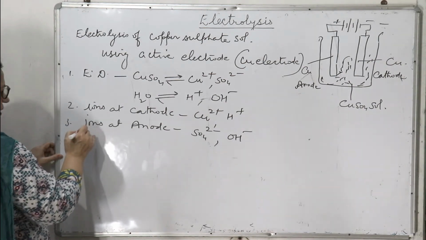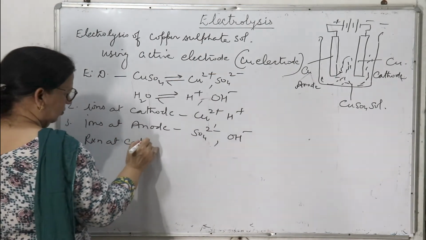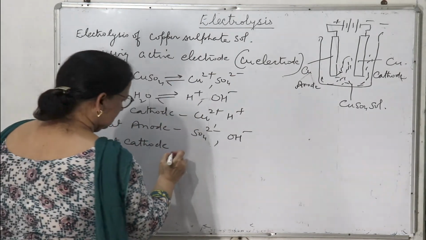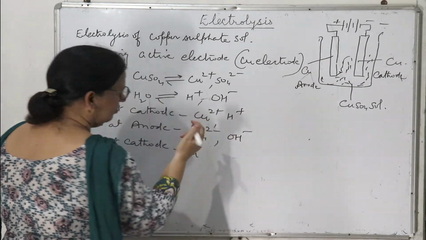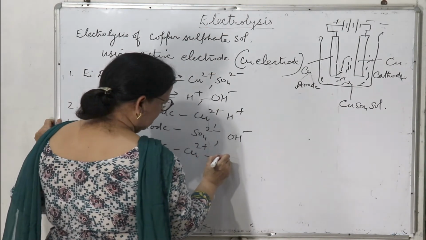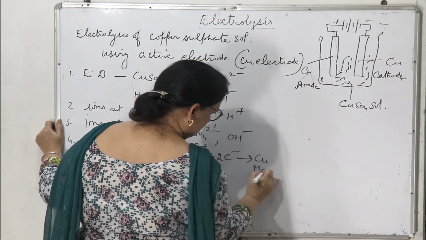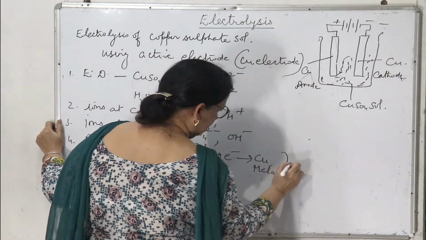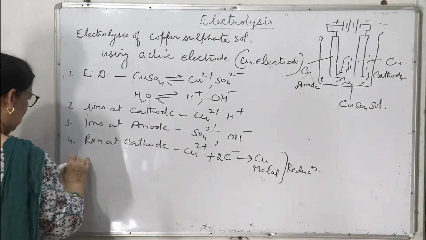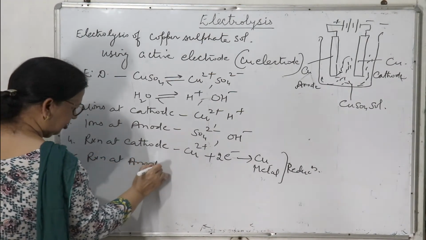Next, that is reaction at the cathode, that will remain the same. Cu2+ is there at the bottom, so Cu2+ plus 2 electrons will become Cu metal, and the process is reduction.